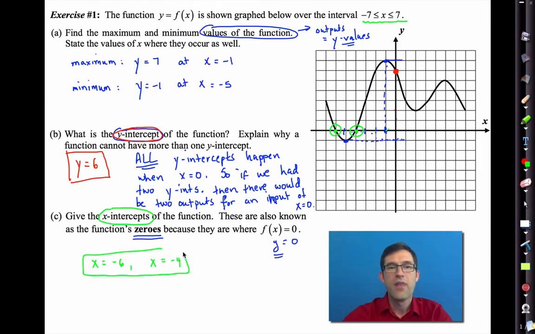All right, the zeros of a function are where the output of the function is equal to 0. The x values where the output is equal to 0. It's kind of cool. The y-intercept is where the input is equal to 0. The x-intercepts are where the output is equal to 0. And that's why they're called the zeros of the function. Now, no problem with more than one, right? We can have outputs repeat. We can't have inputs repeat for functions.